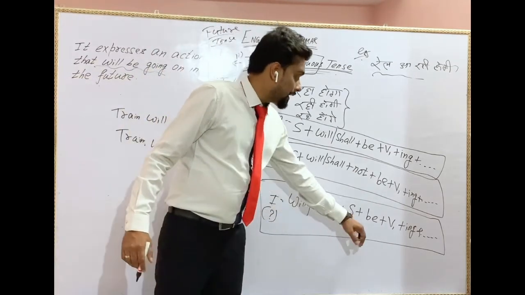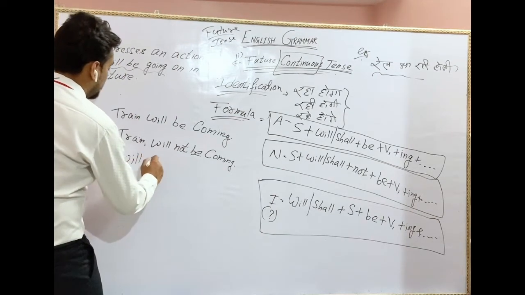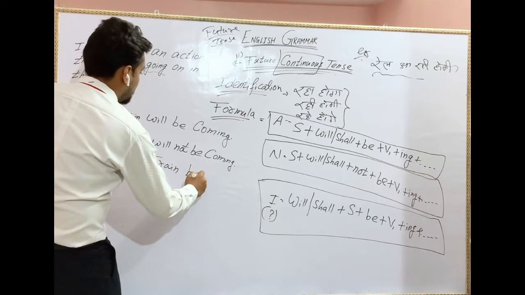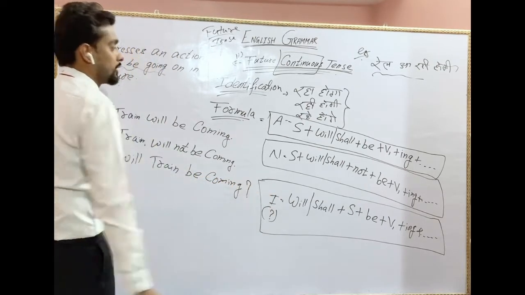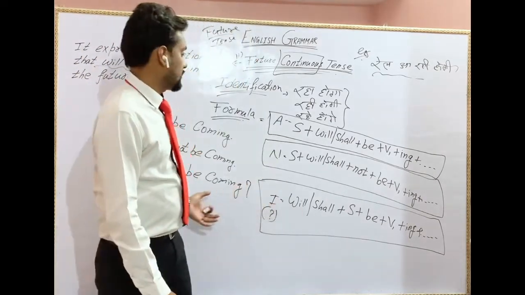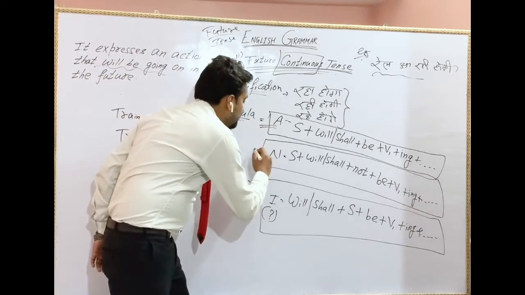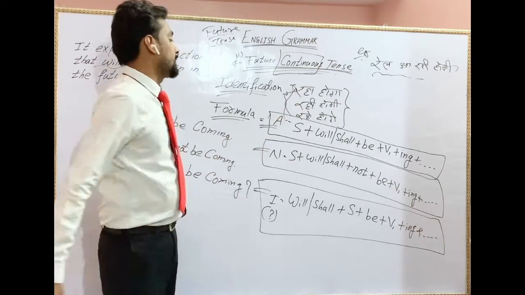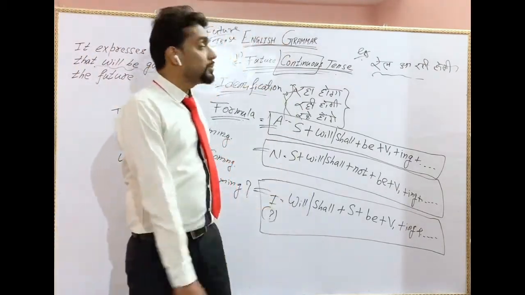क्या रेल आ रही होगी? In interrogative: Will train be coming? Question mark. So by this way you can solve it, you can do all the exercises. There will be no problem. Only you have to remember these formulas, and important is identification. Then you will not have any problem in future continuous tense.